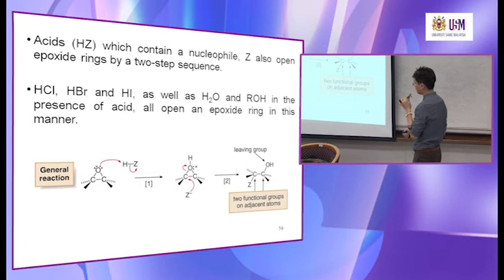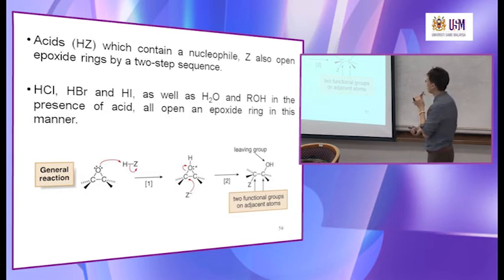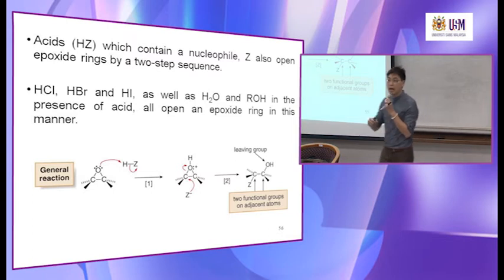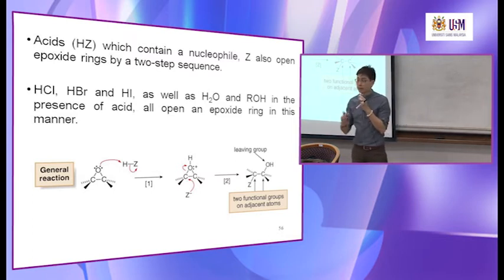Now you have an epoxide with a lone pair on the oxygen. The lone pair of the epoxide will attack the proton in the acid. So you will form a protonated epoxide with a positive charge. Then the second step will be the attack of the nucleophile here, to form an anti product. Two functional groups on adjacent atoms, and normally in the anti position. So this is the other way around. If you are using a nucleophile, nucleophilic attack comes first, then protonation in the second step.